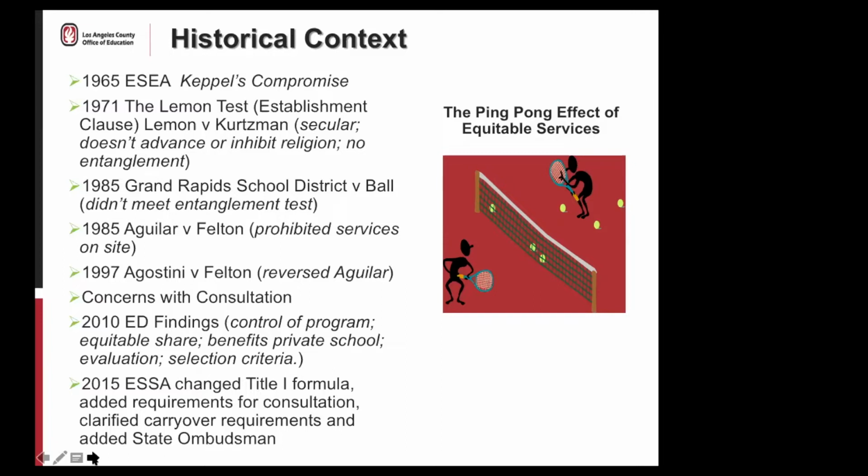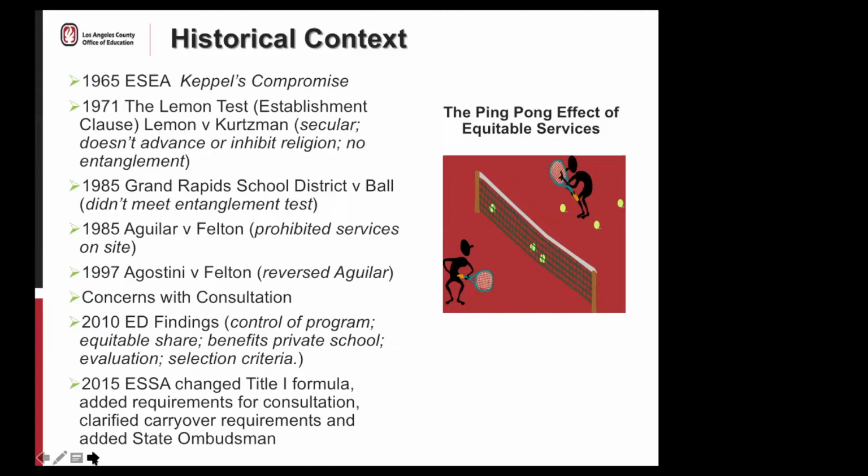And the next, we'll talk about all of these later, but the next one has to do with providing benefit to the private school. Services cannot benefit the private school, only the students. And evaluations were not taking place, and selection criteria was not effective. So a lot of problems specific to California in 2010 were identified.